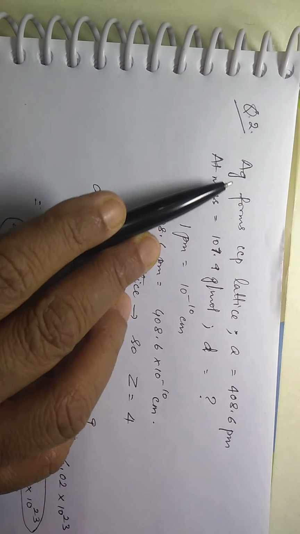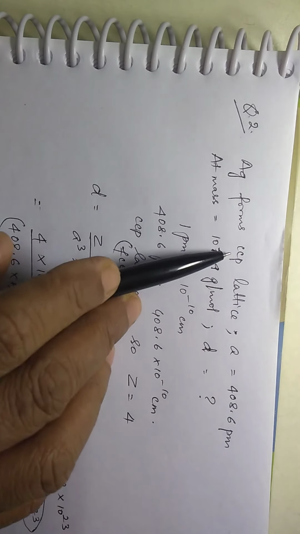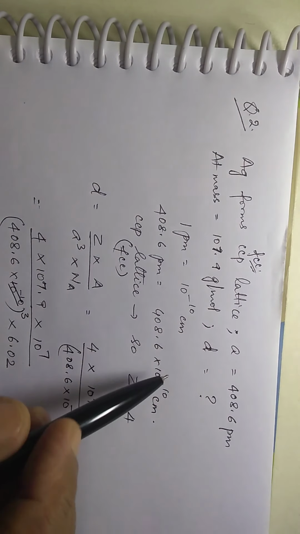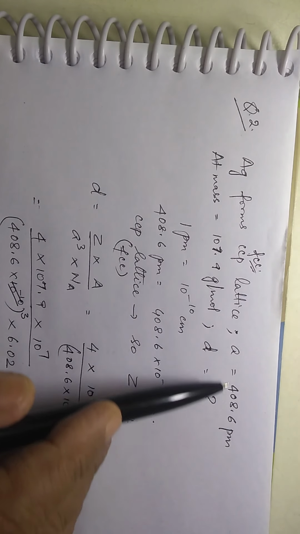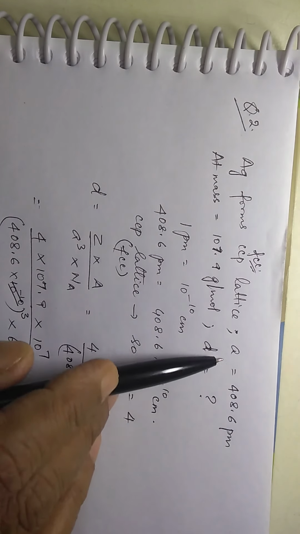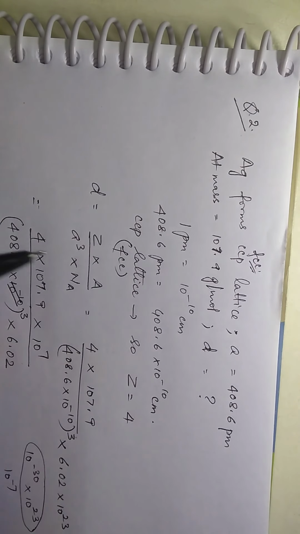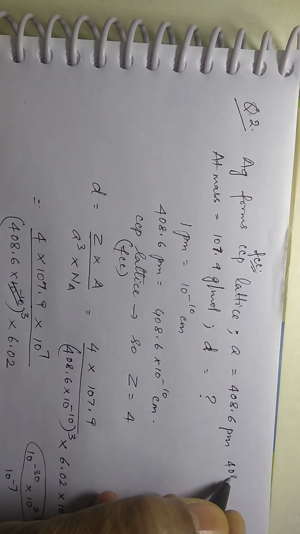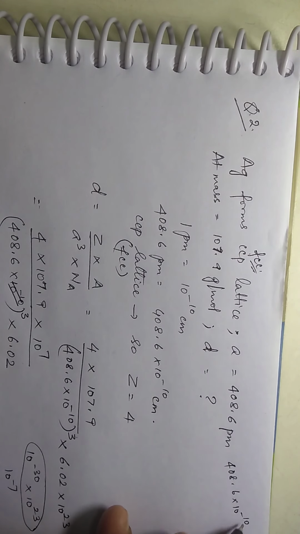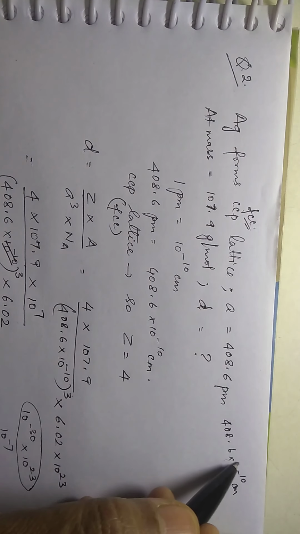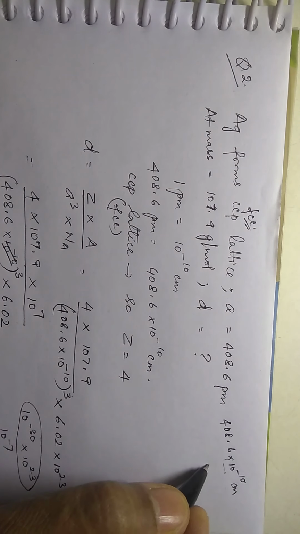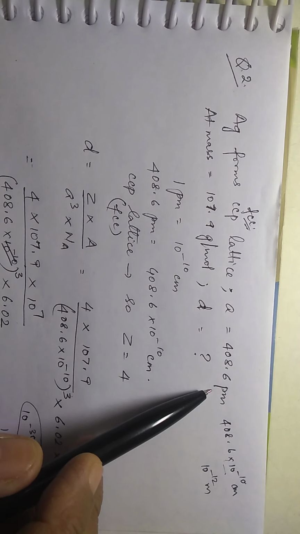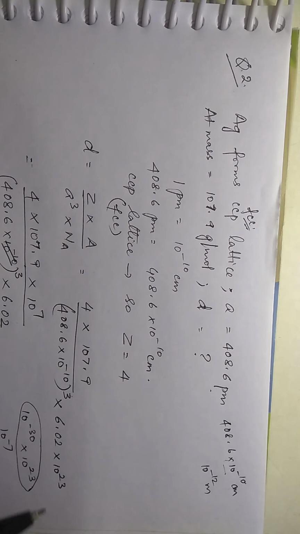see, it is given that silver is forming a CCP lattice. CCP means FCC. Please remember, CCP means FCC. Then edge length is given as this many picometer. Now how will you convert it into centimeter or meter? If you want to convert it into centimeter, then it is 408.6 into 10 power minus 10 centimeter. If you want to show in meters, then it is 10 power minus 12 meter. Right? That is the conversion factor for picometer to centimeter or meter.